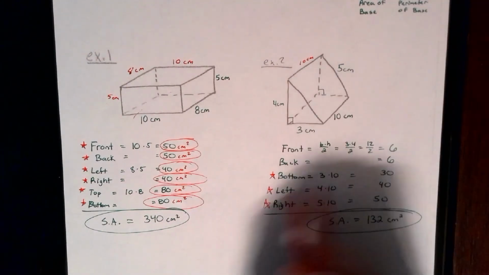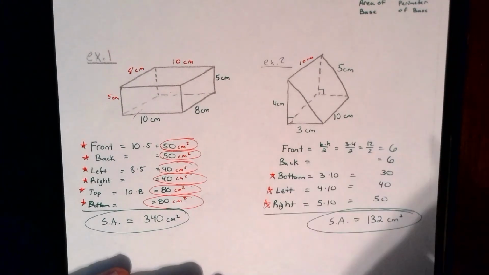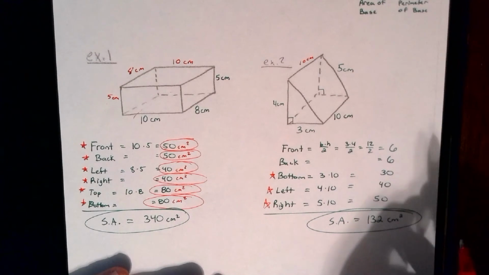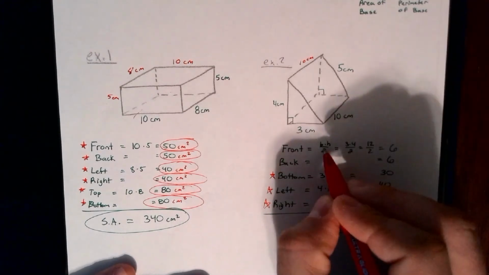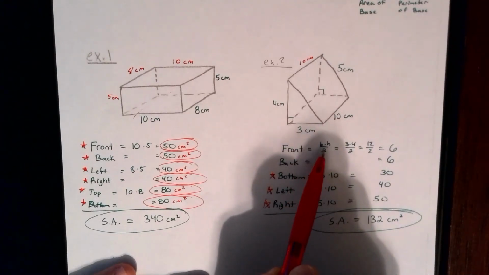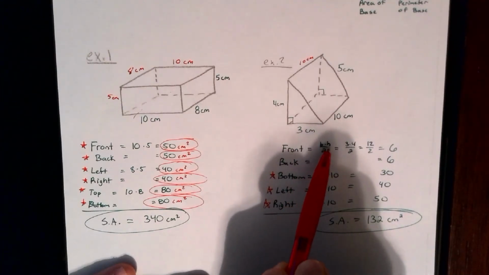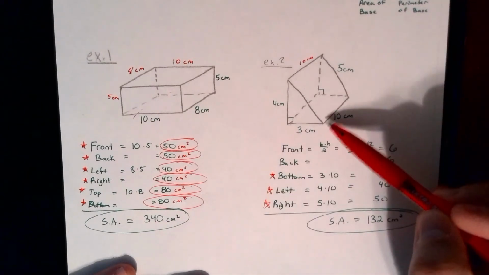So there's all my areas of my rectangles, and then the only other thing to do is to find the area of my triangle. Okay, well the area of a triangle formula, remember, is written right here, base times height divided by 2. Now this is where it gets tricky. Like I said, the height of the prism is 10. That's the 3-dimensional height is 10.